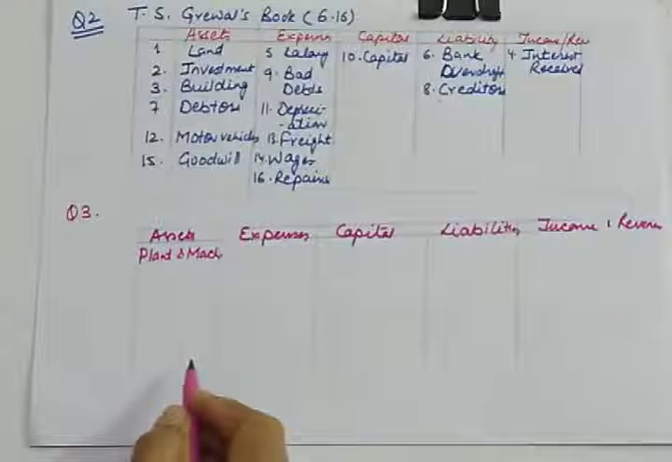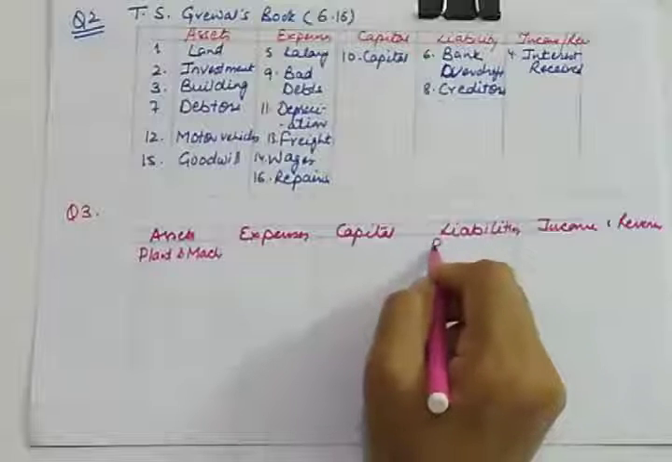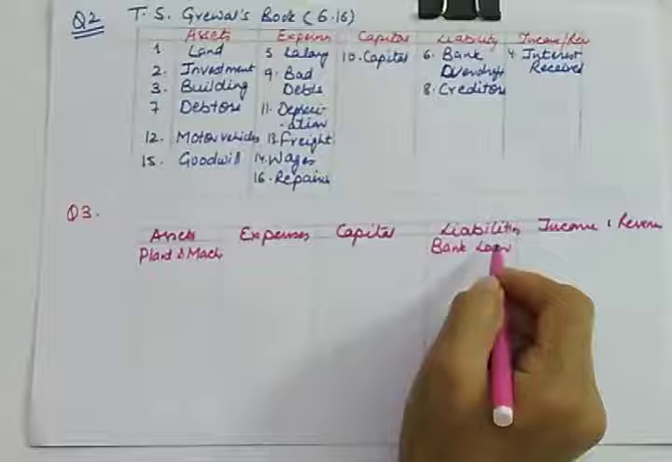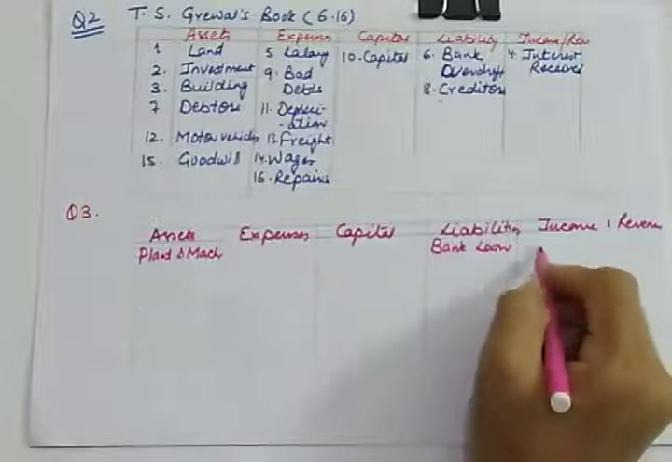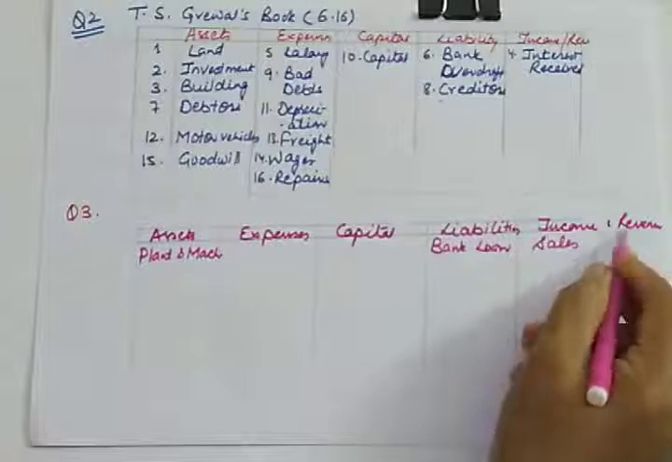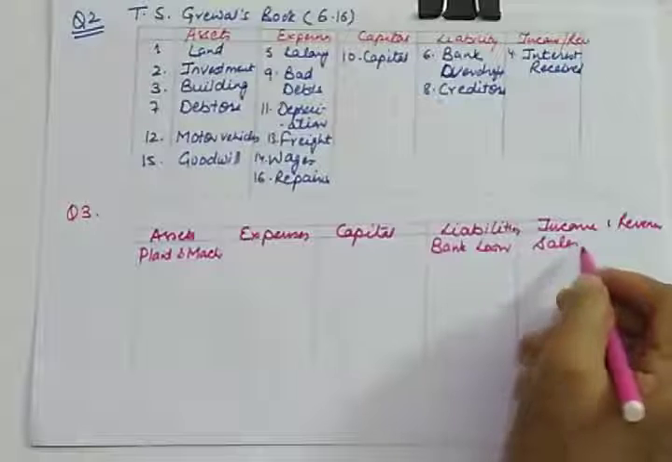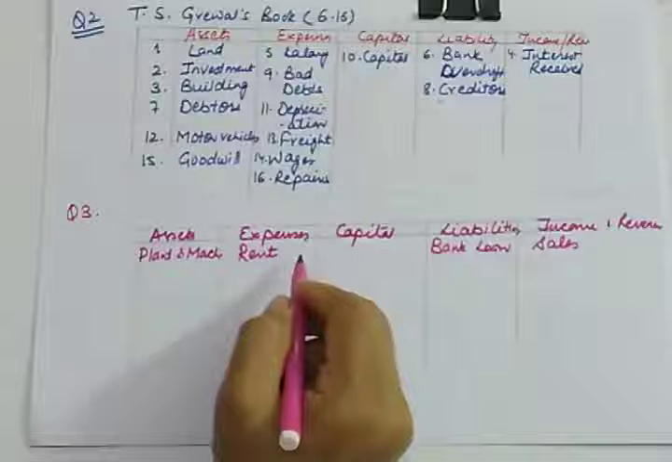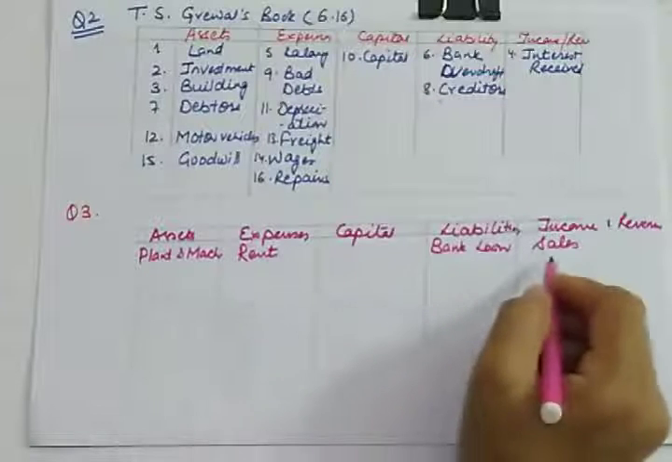Now next is bank loan. It will come under liability. Next, sales. Sale is your revenue. It will come under this category, revenue category. Next is rent. Rent is your expense. Next, discount received. Discount received is your income.